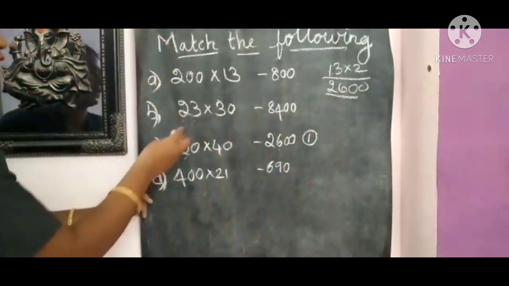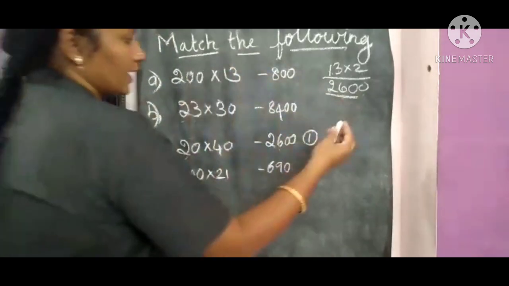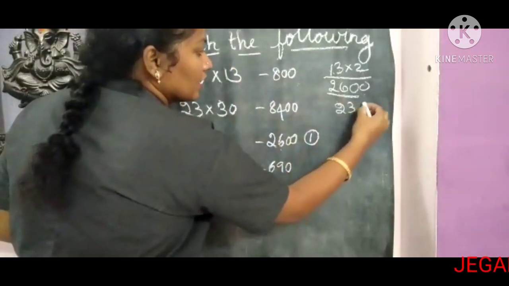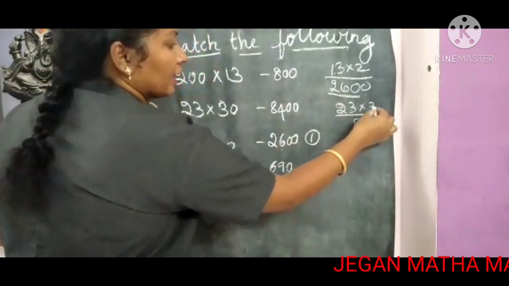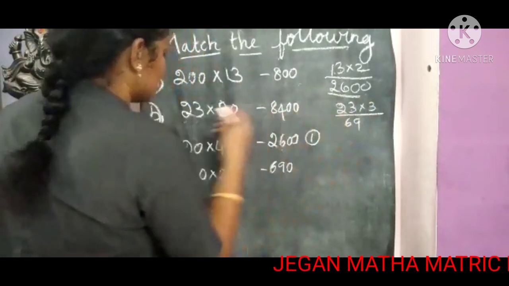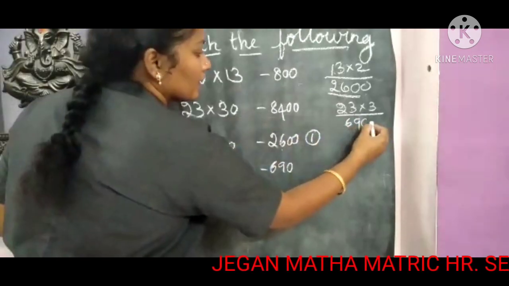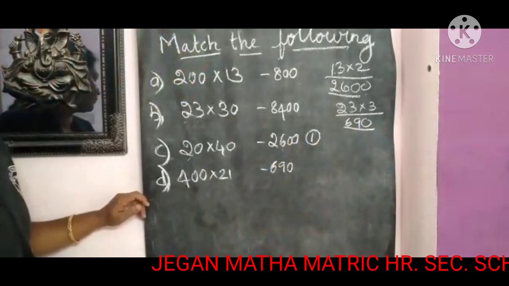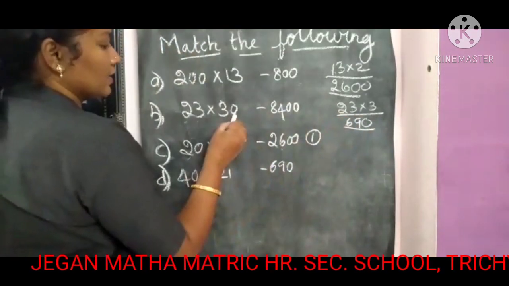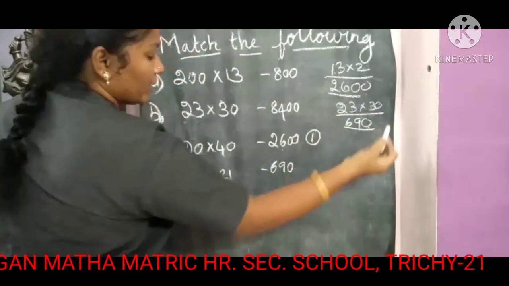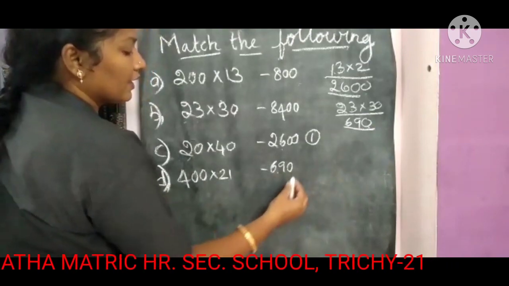Okay, next one, 23 multiplied with 30. Same thing, 23 multiplied with 3: 3 threes are 9, 2 threes are 6, so 69. Here 30 has a zero, so you write 1 zero. So the answer is 690.